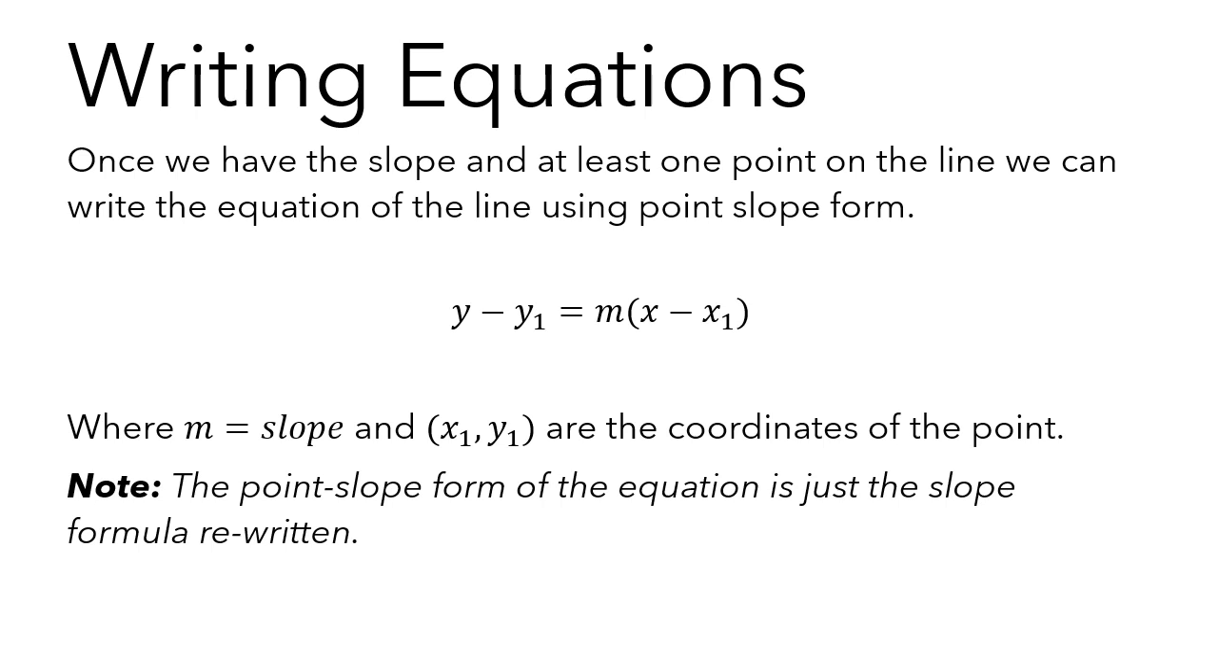Once we have the slope and at least 1 point, we can write the equation of any line using the point-slope form of an equation, which is written right here: y minus y1 equals m times x minus x1. Keep in mind m is the slope, and x1, y1 are the coordinates of that point that we need to know. Just a note, the point-slope form of the equation is really just the slope formula rewritten for a different variable.